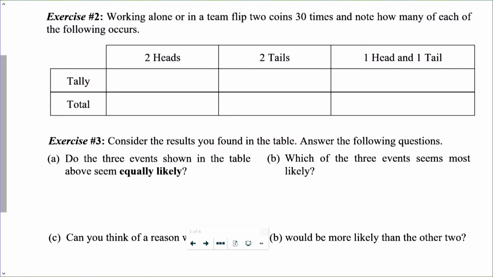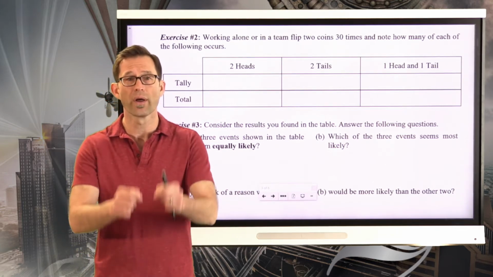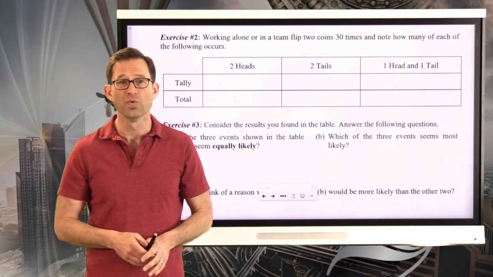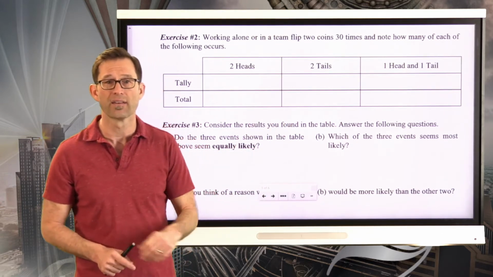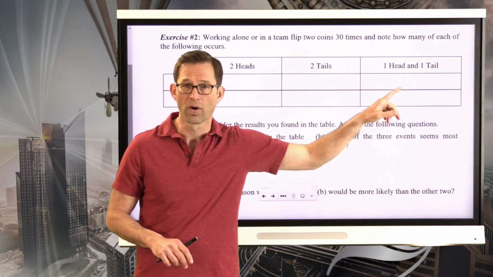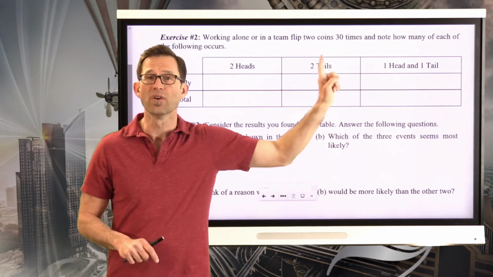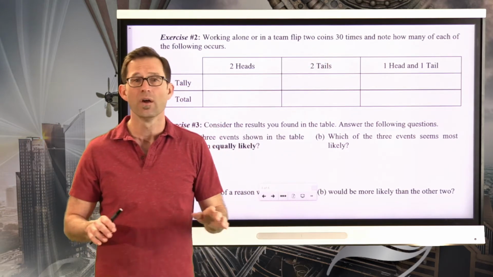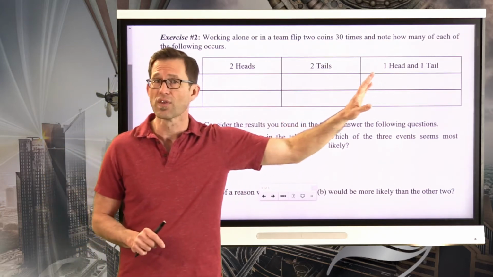Working alone or in a team, flip two coins 30 times and note how many of each of the following occurs. In other words, I want you in a moment to pause the video and take two coins and flip them. If they land on two tails, then I want you to put a tally mark here. Then do it again, and if it landed on a head and a tail, put a tally mark here. Flip it again, if it lands on a tail and a head, put a tally mark here. Flip it again, it lands on two heads, put one here. I want you to do that again and again and again so that you've done it 30 times. You don't want to do it 10 times. You want to do it enough times that you start to see if these three things, and keep in mind, these are the only three things that could happen.